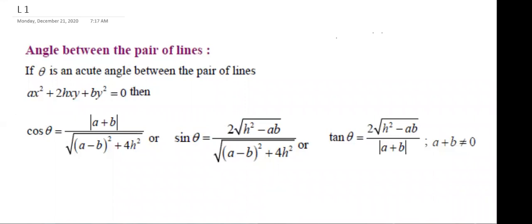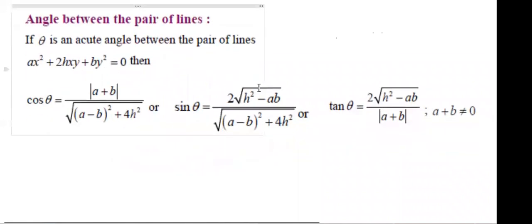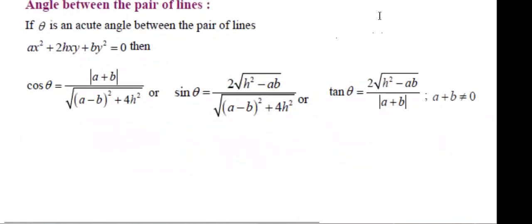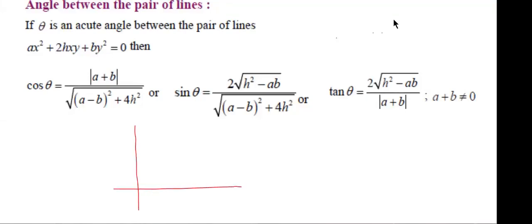Now see here, let theta be an acute angle between the pair of lines ax square plus 2hxy plus by square is equal to 0. Here one pair of lines is given, that is homogeneous. A homogeneous pair of equations passes through the origin. Those pair of lines are like this. This is one line. This is another line.